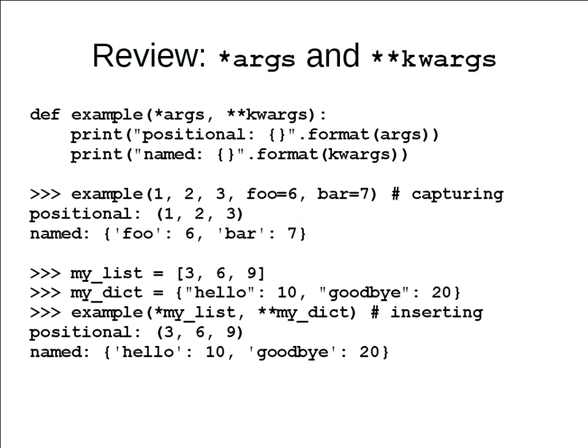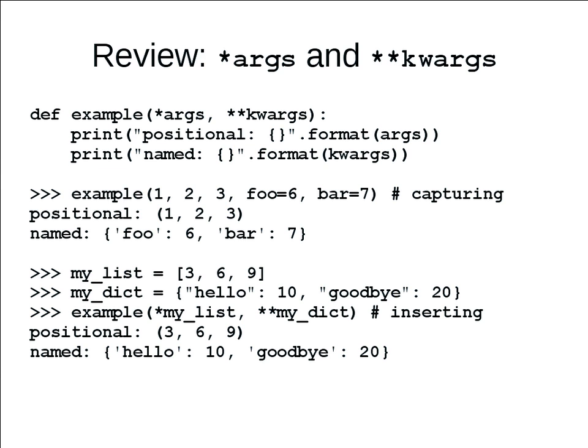The other side of this coin, not only can we collect them, but we can stuff them into another function call later. So we can collect them, and then if we were saving a function reference, we could call that function reference with the arguments we want by building up a list or a dictionary and passing them in with star or star star. So in this example, we're inserting them. Instead of calling with 1, 2, and 3, we build a list of 3, 6, 9 and star my list to pass that in. And similarly, build a dict and pass that in with star star. And you can see from the printouts that this worked.